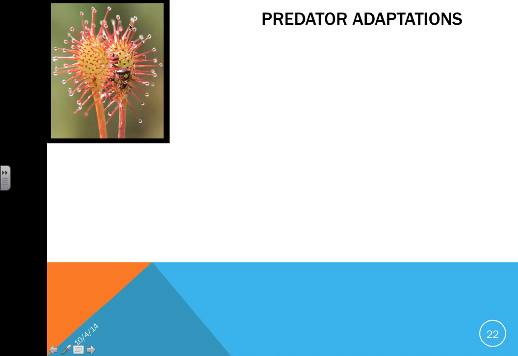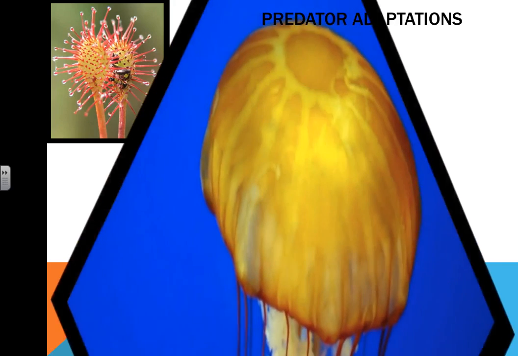And so this is the sticky goo that traps this insect that's inside here. So this is an adaptation. The sticky goo is a physical characteristic. It's an adaptation of this plant. And this plant is considered to be a predator. We don't often think of plants as predators.